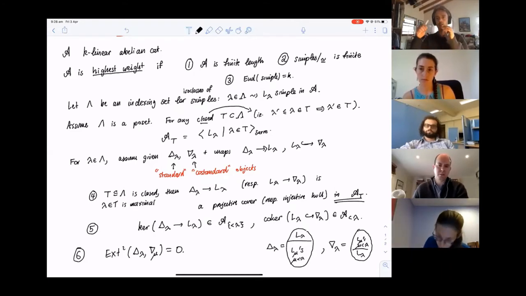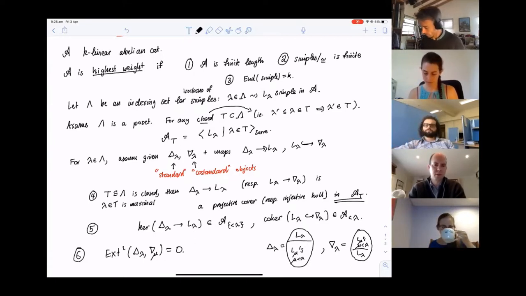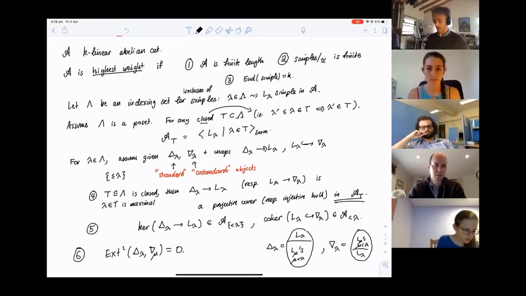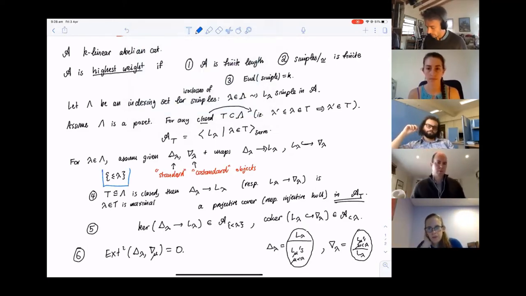So the honest answer is I don't know, but I suspect that we do need this stronger condition. Okay. Yeah, so what Anthony is saying is that a very natural choice for such a T would be the set of things less than or equal to lambda. And he's asking whether we could replace T here with this set. And I don't know.